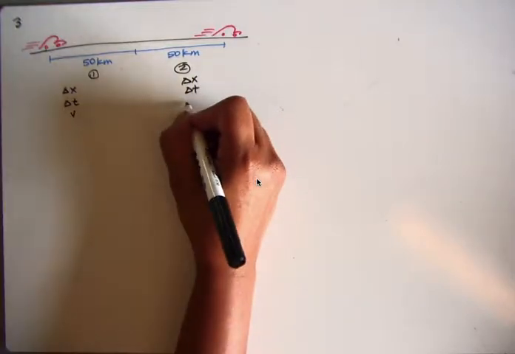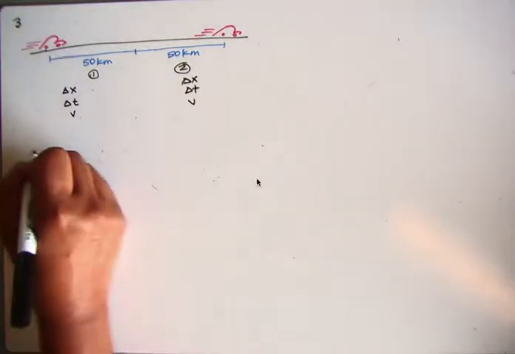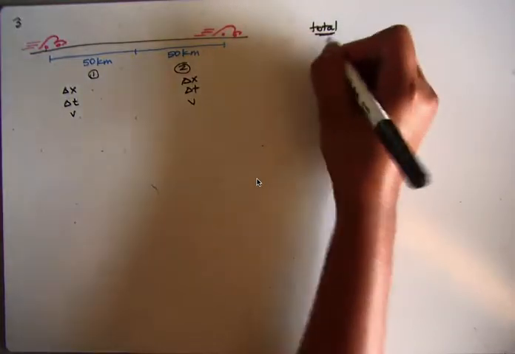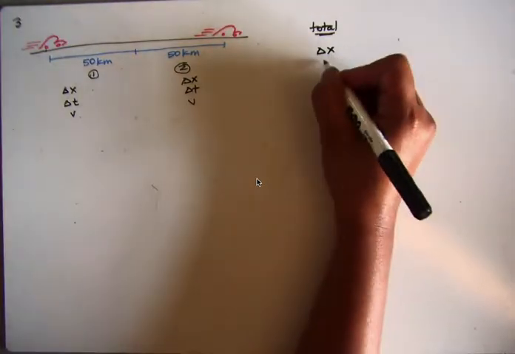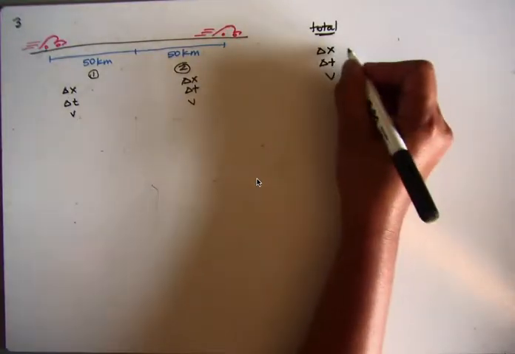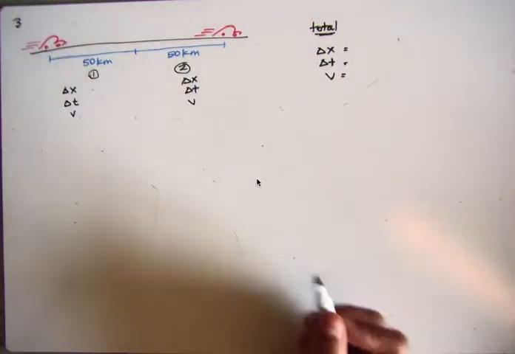We also have the totals. So let's look at the totals, where we'll write down the delta x for the whole thing, delta t for the whole thing, and the average speed for the whole thing. And let's see what we are told in this problem.